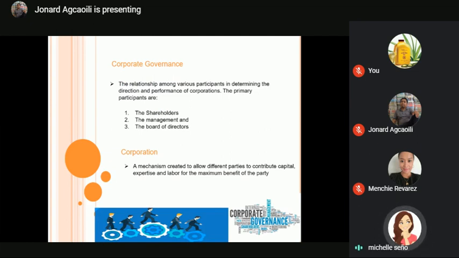Corporate governance. There is the relationship among various participants in determining the direction and performance of corporations. So the primary participants po dito are the shareholders, the management, and the board of directors. Yung board of directors, dito po sa atin is yung mga board of trustees, sila po yung nag-a-approve. Corporation: a mechanism created to allow different parties to contribute capital, expertise, and labor for the maximum benefit of the party.